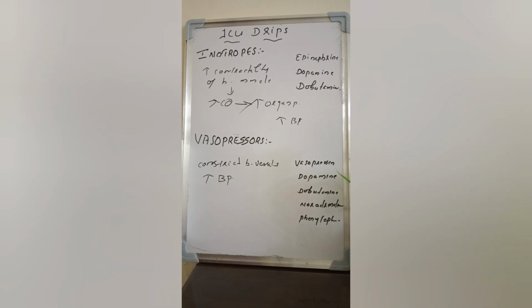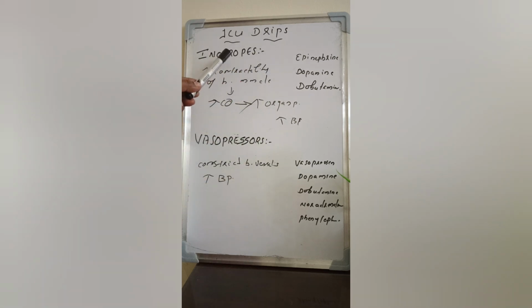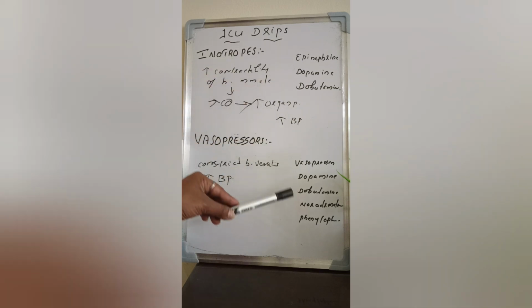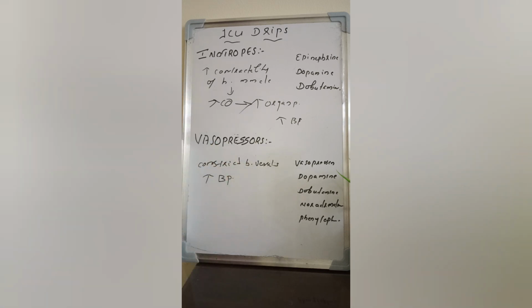So what are the inotropic medications commonly used? I'll just explain. Epinephrine, dopamine, dobutamine are some examples of inotropic medications. Here come the vasopressor medications. Vasopressin, dopamine: dopamine is also a positive inotrope, and also a vasopressor. Dobutamine is also the same. Noradrenaline and phenylephrine are some of the vasopressor medications commonly used in the ICU.